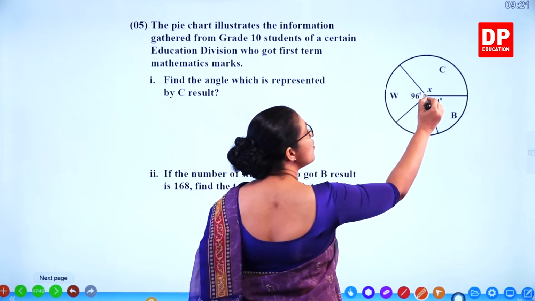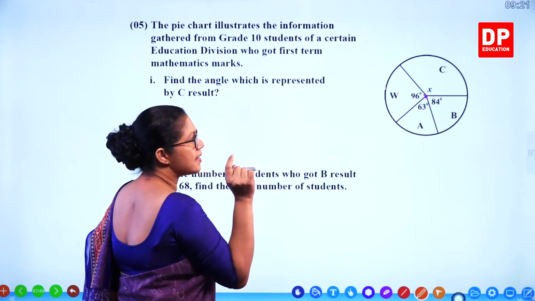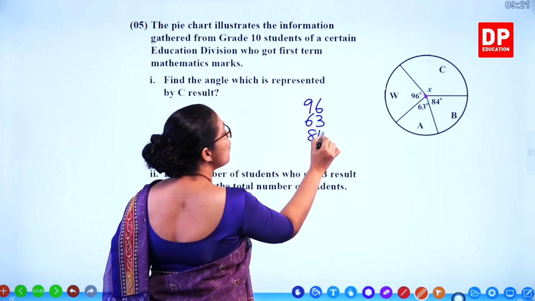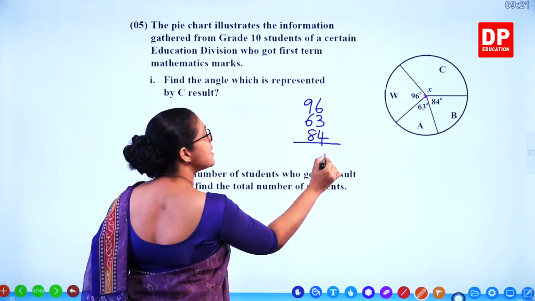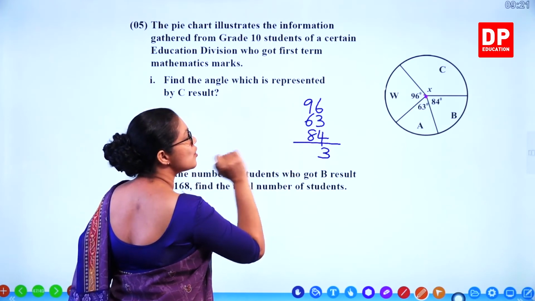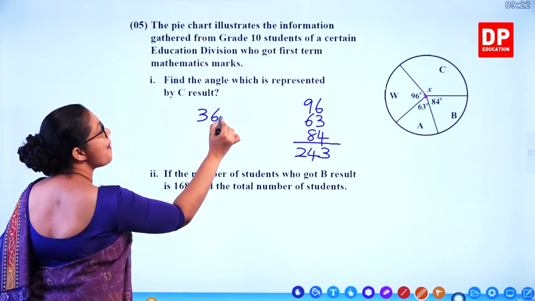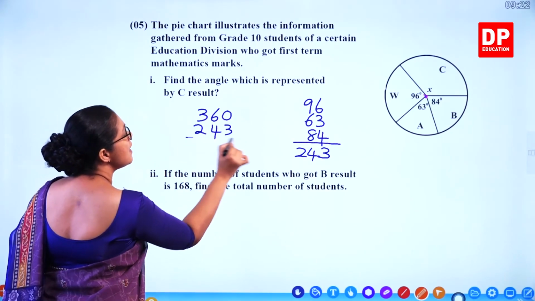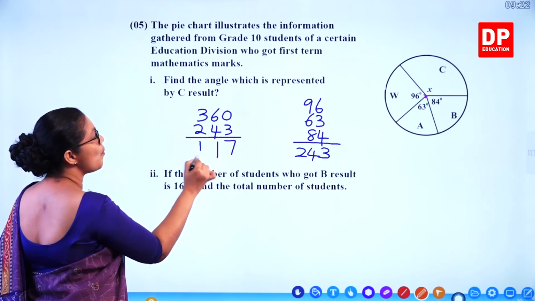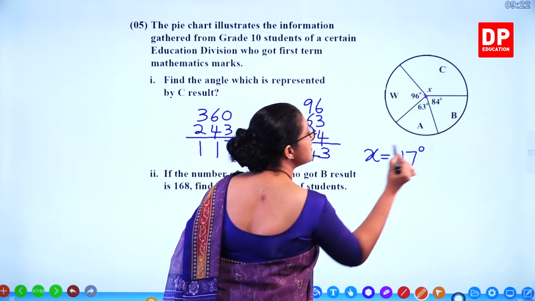So this one. We know that angle around a point is 360. So we'll add these angles 96, 63 and 84. What's the total? 7 plus 6, 13. 1 remaining. 10 plus 8, 18. And 6, 24. 243. So the whole thing is 360 minus 243. What's the angle? 117. So x is 117 degrees.